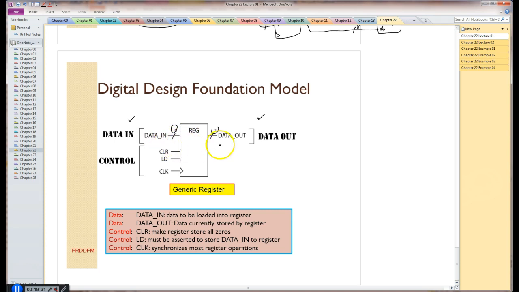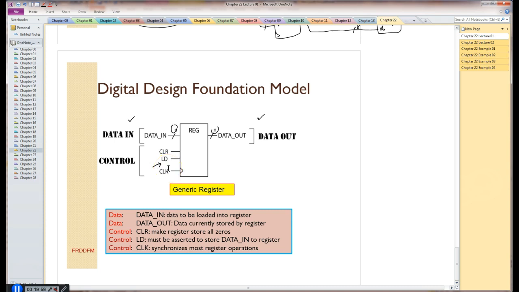So these are the control inputs. Generally speaking, it's the clock. I usually have a load control, and typically or often I have a clear. Recall that this clear input can either be synchronous or asynchronous. Someone needs to tell you that. Generally speaking, it's assumed that the load input is always synchronous, and if it's not that way, someone needs to tell you that too.